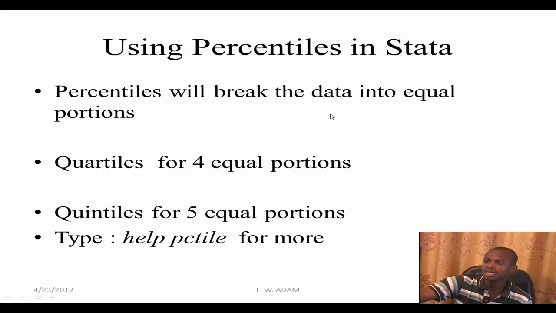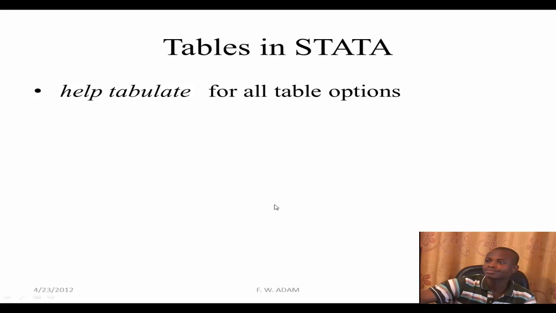Percentiles will break the data into equal portions for us. For instance, quartiles will break our data into 4 equal portions. Quintiles will break our data into 5 equal portions, and so on. For all the other types of percentiles, you can type help percentile at the command prompt.